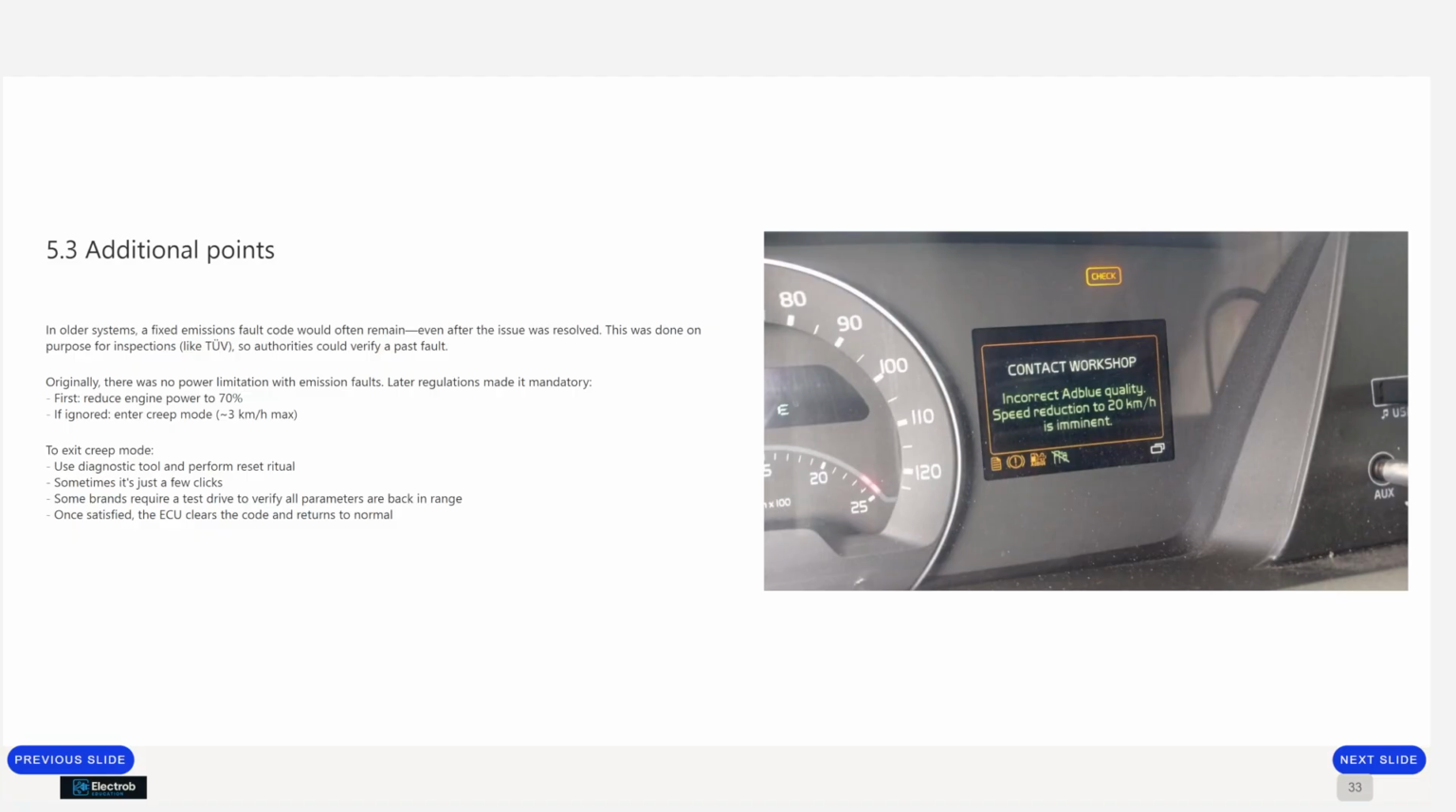First, reduce engine power to 70%, if ignored, enter creep mode, 3 kilometers per hour max. To exit creep mode, use diagnostic tool and perform reset ritual. Sometimes it's just a few clicks. Some brands require a test drive to verify all parameters are back in range. Once satisfied, the ECU clears the code and returns to normal.